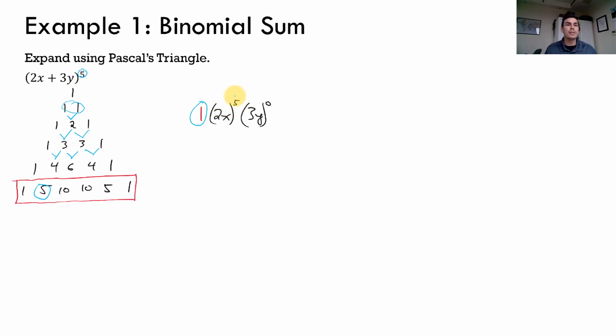And my second term always starts off with a power of 0. And then when I move to my next term, the coefficient that we're going to multiply that by is going to be this 5 here. That's just this 5 from our triangle. Now my 2x, it's going to go down a power, so it's going to get raised to the 4th power. And my 3y, that power is going to go from 0 to 1, so it's going to go up a power. All right. And they always need to add to 5.